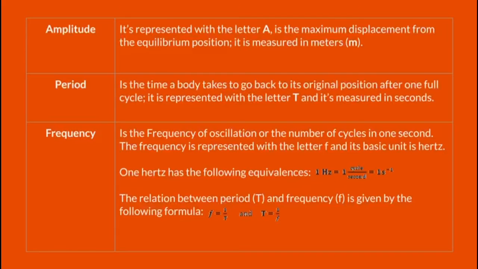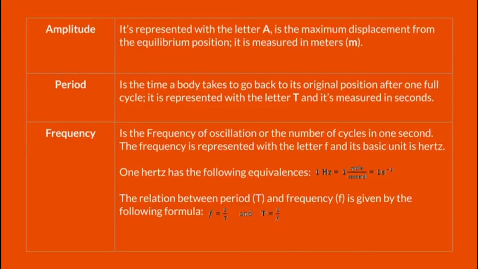Now we're going to talk about some important definitions, starting with amplitude, which is measured in meters, and it's represented with the letter A, and is the maximum displacement from the equilibrium position. Period is measured in seconds, represented by the letter T, and it's the time it takes for something to go back to its original position. Frequency is represented by the letter F, and its units are hertz. It can be defined as the number of cycles in only 1 second.